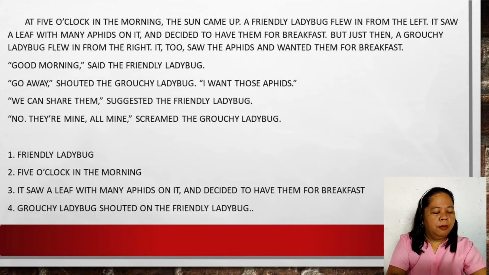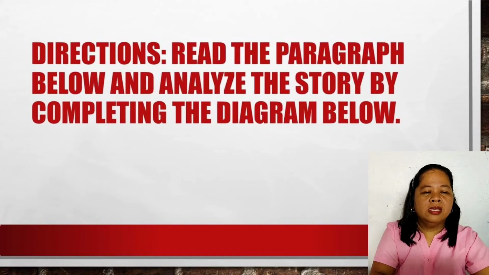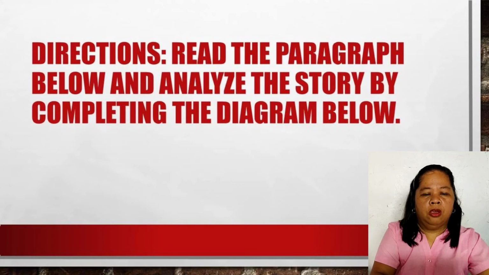Now I have here number 1, friendly ladybug. 5 o'clock in the morning. It saw a leaf with many aphids on it and decided to have them for breakfast. And 4, grouchy ladybug shouted at the friendly ladybug. Now let us understand the direction. Read the paragraph below and analyze the story by completing the diagram below.